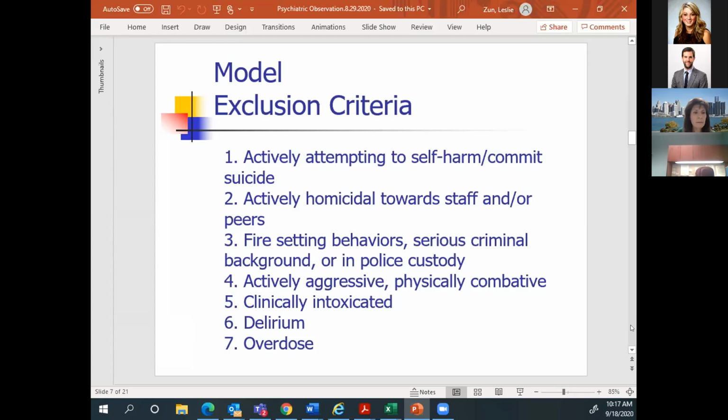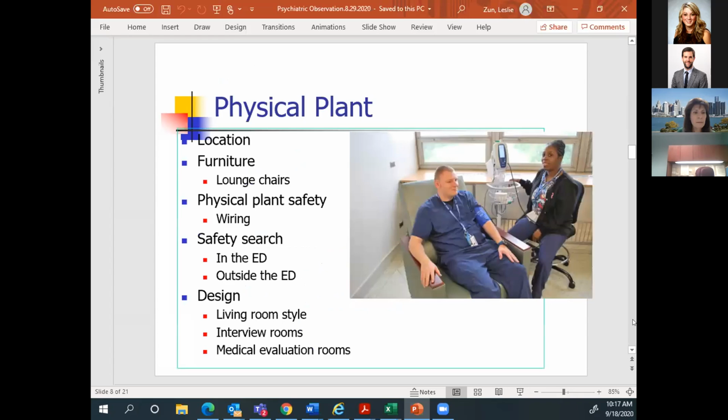That is not the right environment for these patients. So when we talk physical plan, and I'll show you an outline of one physical plan, you need to make sure that you have it in a comfortable location. A lot of places just convert old inpatient space. If you have the luxury of building one, great. Most of the time, they use lounge chairs or those cardiac chairs that will actually lay down so they could sleep if they want to.